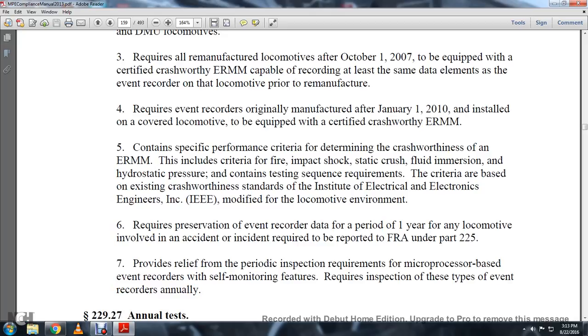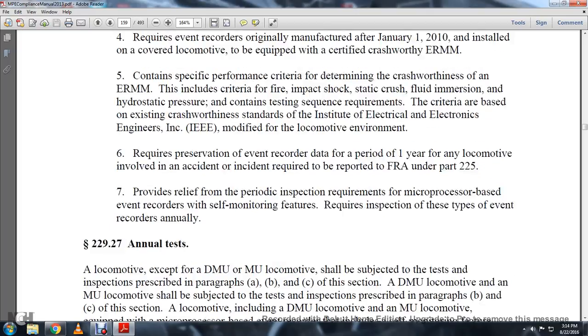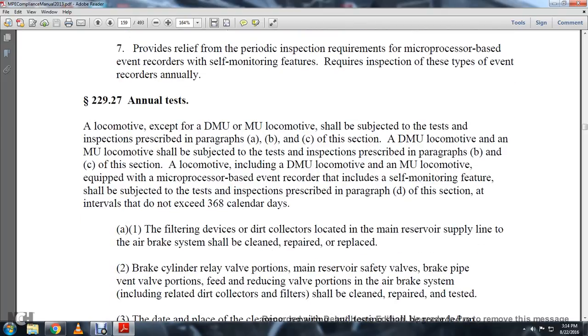The criteria are based on existing crashworthiness standards of the Institute of Electrical and Electronics Engineers, Incorporated, or IEEE, modified for the locomotive environment. Requires preservation of event recorded data over the period of 1 year for any locomotive involved with an accident or incident required to be reported to the FRA under Part 225. 7. Provides relief from the periodic inspection requirements for the microprocessor-based event recorder based on the self-monitoring features. Requires inspection of these types of event recorders annually.